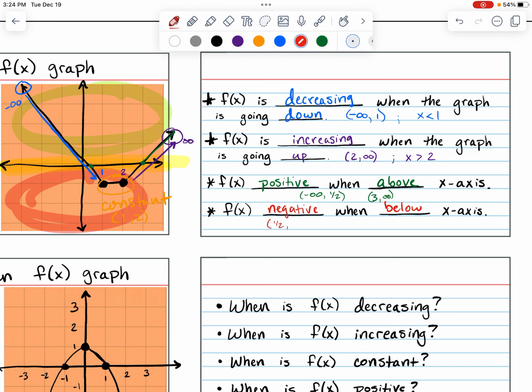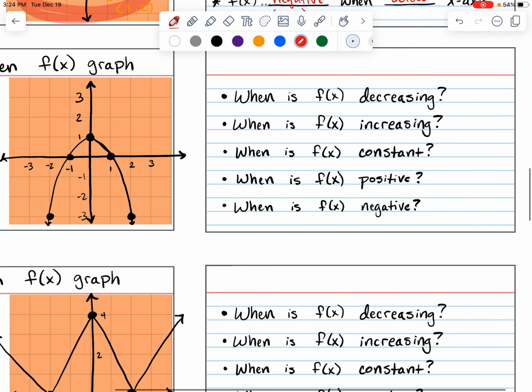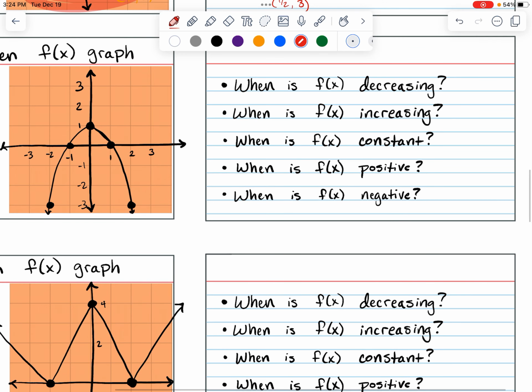And when are we negative? Well, at 1/2 we start to become negative, and then all the way up until 3, our graph is in the negative side of the x-axis. All right, so let's answer these questions about our given f of x graph.